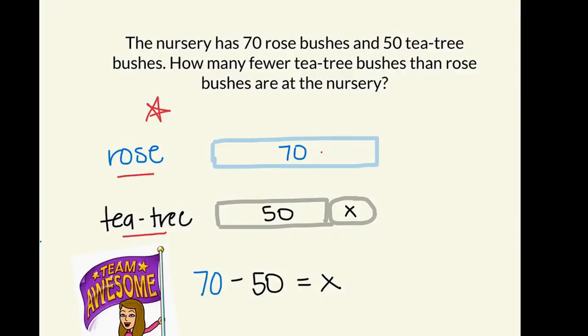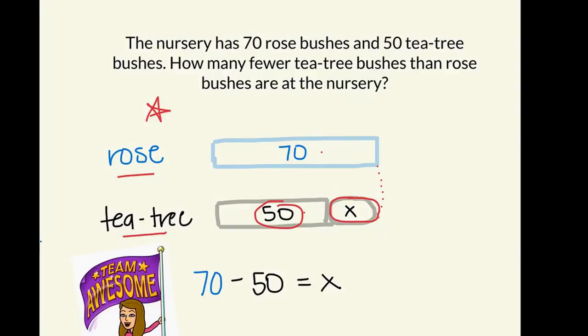And remember, I made a smaller bar because she has less of these in the nursery. So there I put a smaller bar representing the number 50 for how many tea tree bushes she has at her nursery. And then I circled the amount that's missing here and represented that with an X. You can see now that my comparison bars are lined up once I have that missing piece. Remember, X was my variable standing for the missing number.